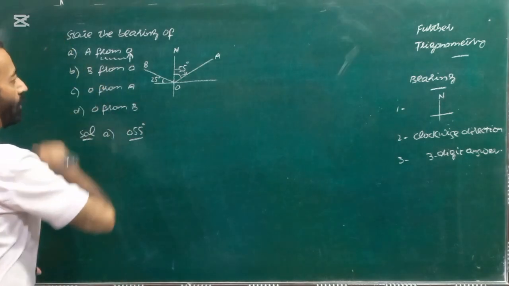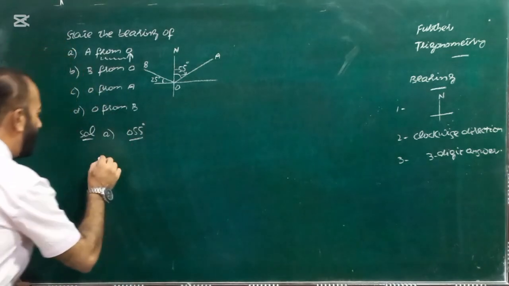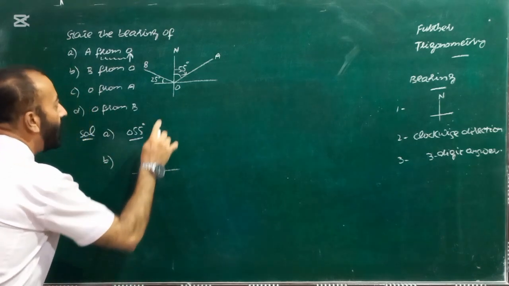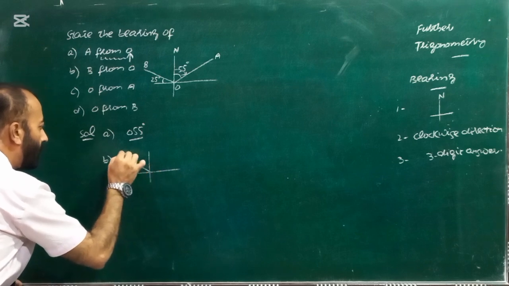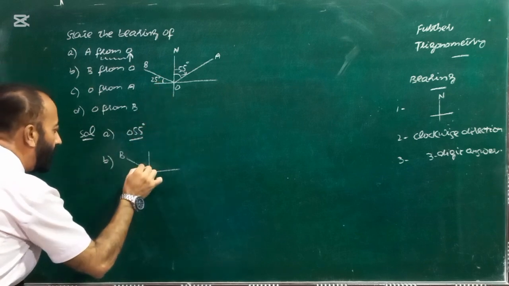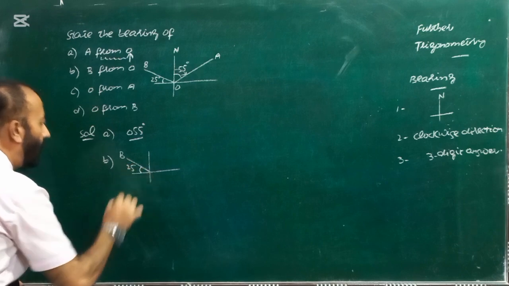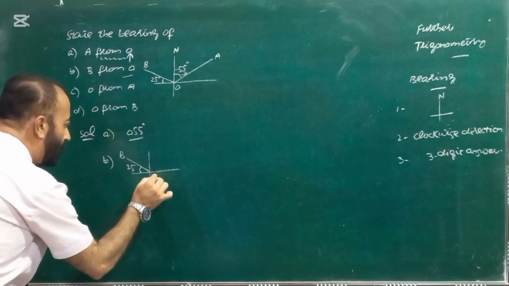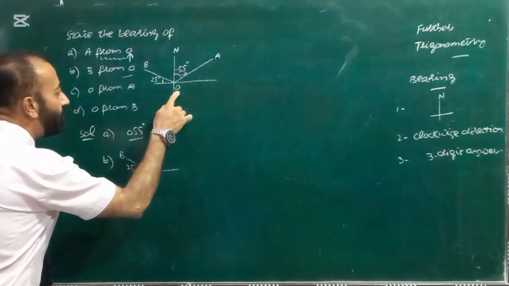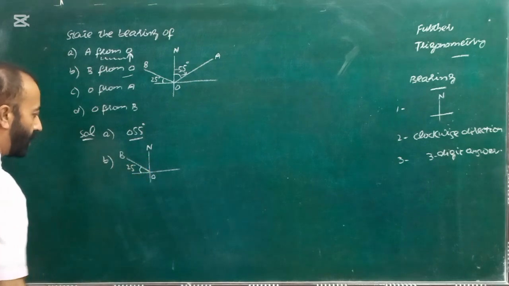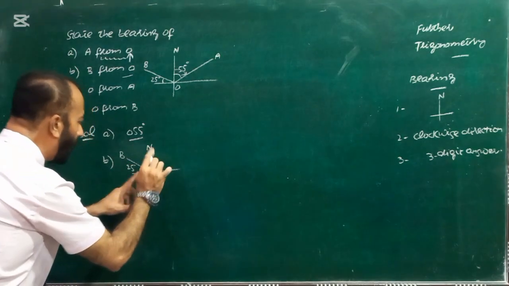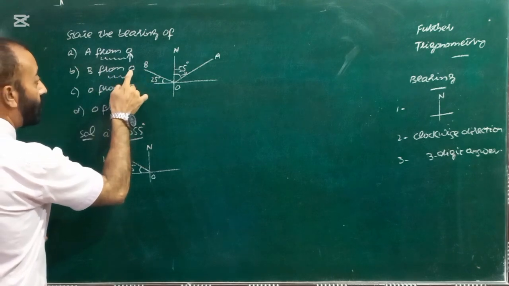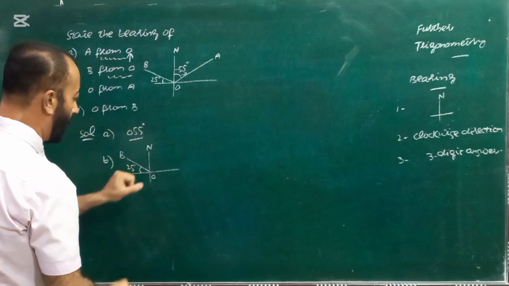Okay, the next thing, B from O. I will draw the figure again. So here is B, and this is the angle given, 25. Now B from O, so we will draw the north direction at O. This was O, so this is the north direction. Listen again: from O, we draw the north direction at O.